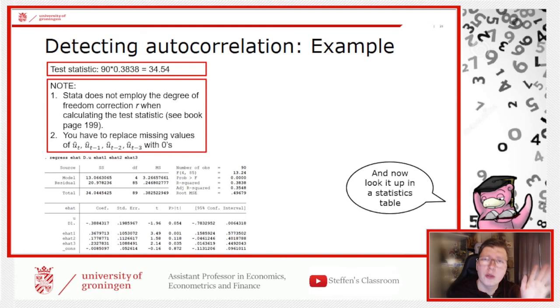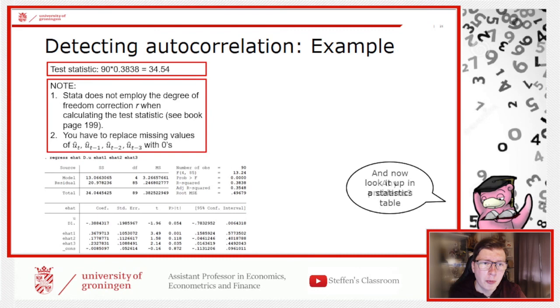Because we like shortcuts. But I still need to show you the manual way, because I would also like you to understand the intuition behind this test and know what steps are actually taken. If you want to make a deep dive into the code behind this estat bgodfrey, you would actually see them do something like what I've been doing here, because that would replicate it exactly. And of course, when you have your test statistic, 34.54, you look it up in the statistics table under the chi-square distribution with the appropriate degrees of freedom and check whether it rejects, yay or nay.